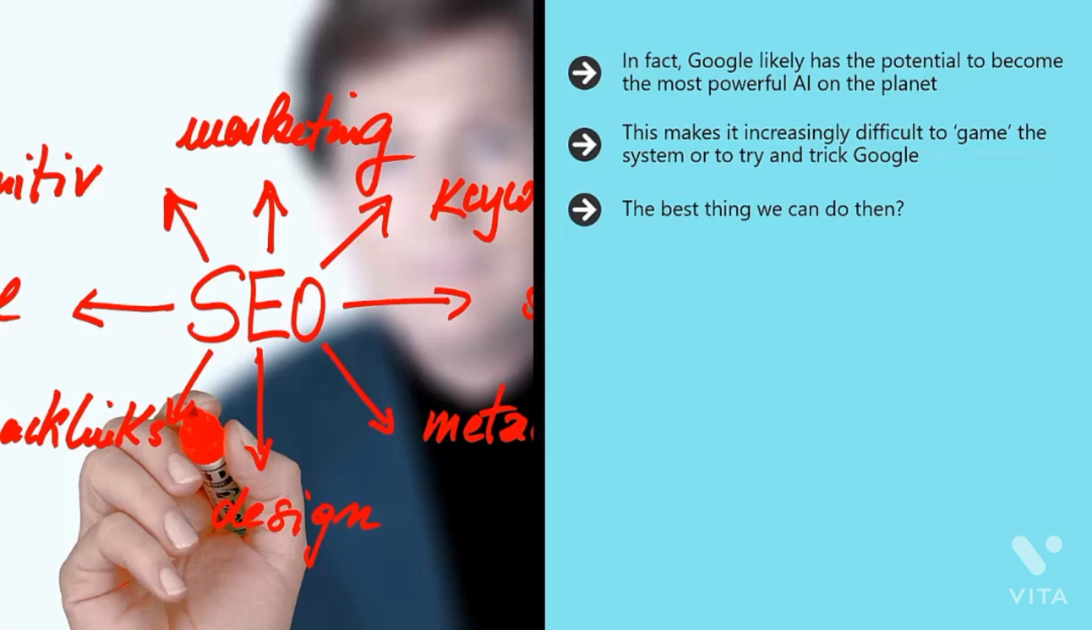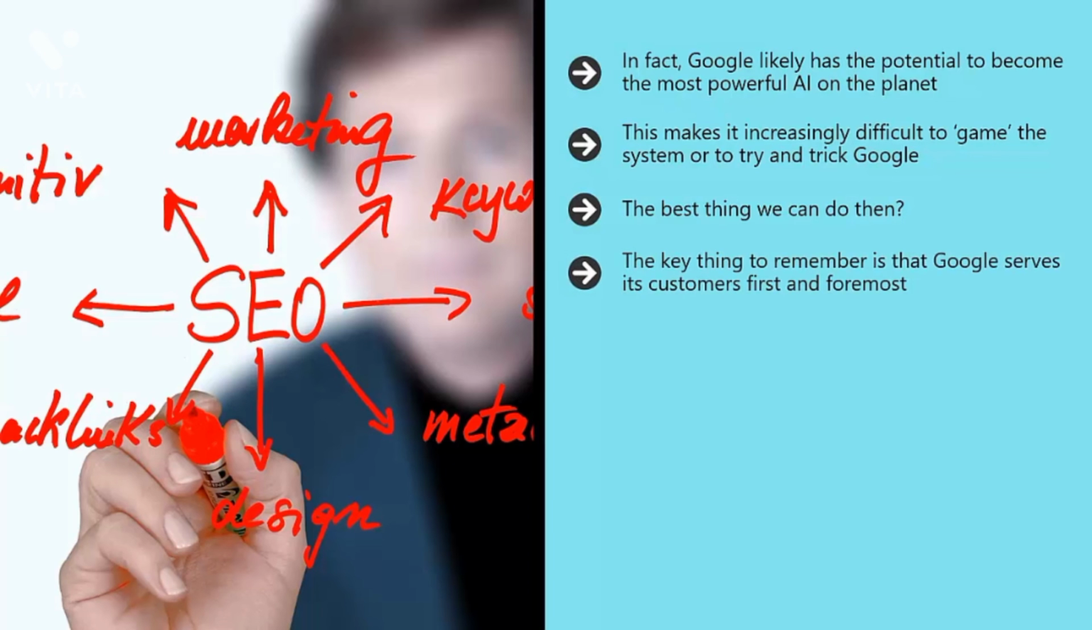The best thing we can do then is make the best quality content we can. As Google becomes more and more human, writing for Google and writing for the reader will mean essentially the same thing. It's time we started focusing on great quality content and on providing real value. The key thing to remember is that Google serves its customers first and foremost. Who are its customers? The users who use it to find information and entertainment. Google wants people to keep using its search, and as such, it needs to make sure it consistently brings up only the most relevant and interesting information.